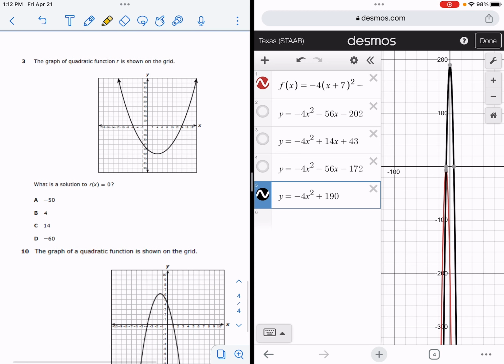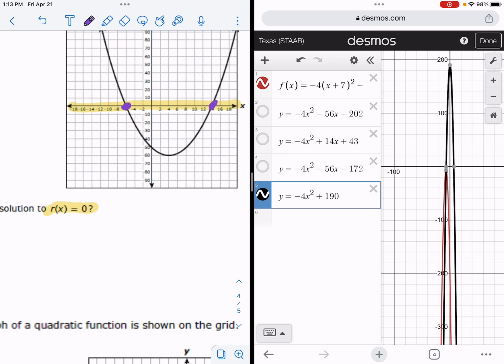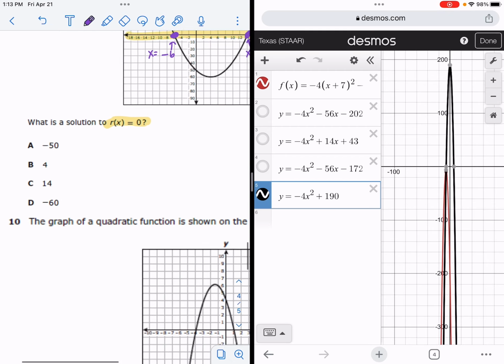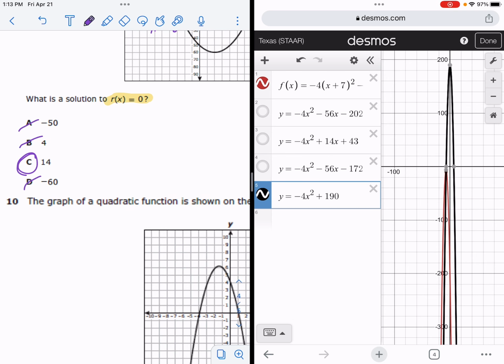The graph of a quadratic function r is shown on the grid. What is the solution to r of x equals 0? Okay, so here's the 0 line, and they already graphed it for us. So these are our solutions. If you zoom in, this one's at -6, and this one's at +14. +14 is an option, -6 is not. These are not correct.